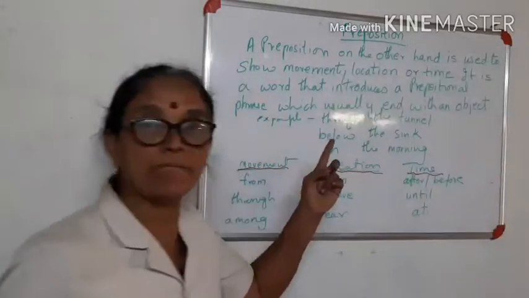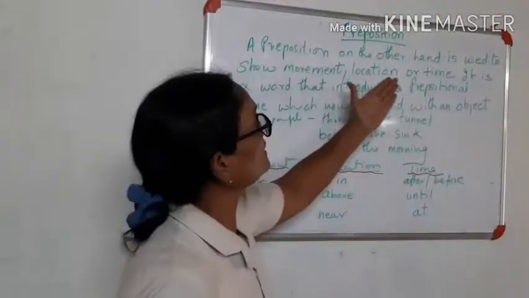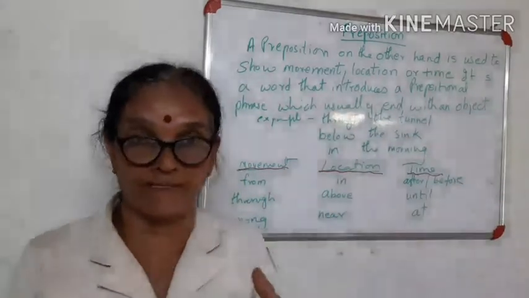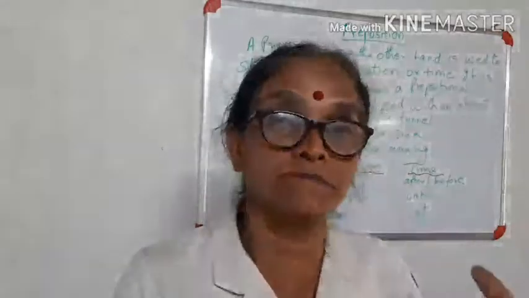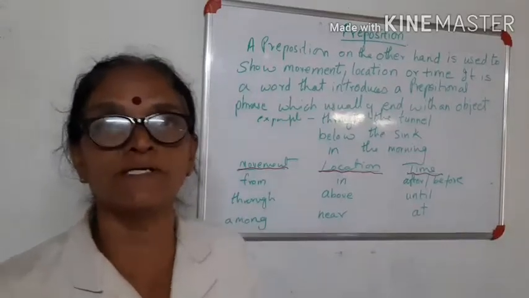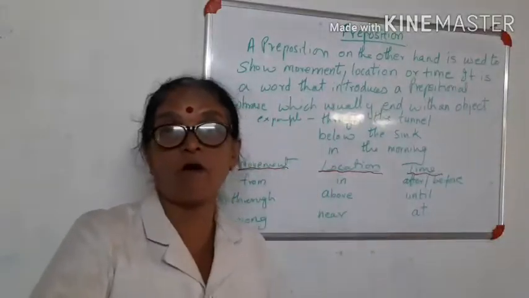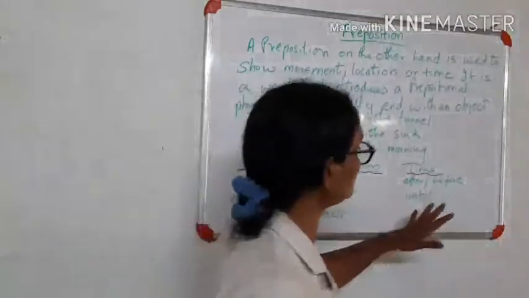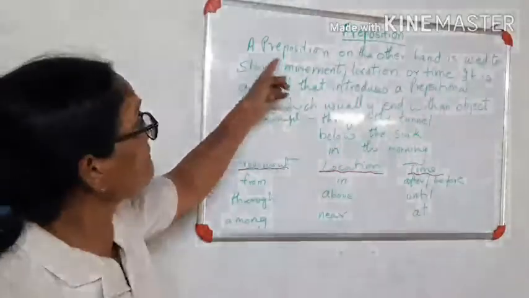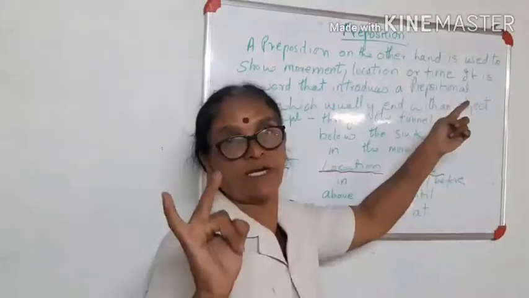Now here you can see the preposition. We are going to know about preposition. A preposition, on the other hand, is used to show movement, location or time. Now this will tell you movement. Prepositions show ran or jumped or from or through, movement. Some movement is done, from where, like the place. Then location: in or above or near. Or it also tells you after, before, until, at. All these words are prepositional words. A preposition is used to show movement, location or time.